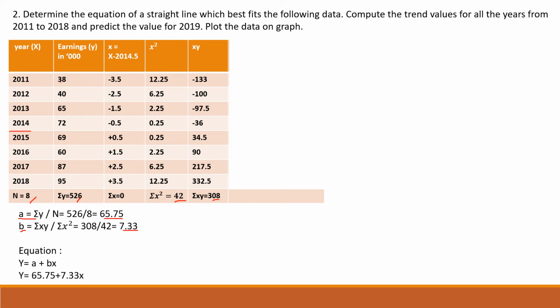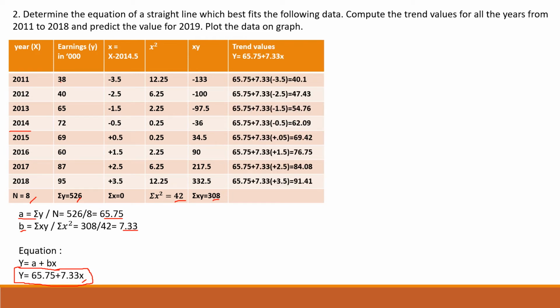So we can form the equation. We know the straight line trend equation, where y equals a plus bx. So y equals a, meaning 65.75, plus b, meaning 7.33, into x. So x represents the deviation of time from the origin. So this is the equation for calculating the trend values for this problem. By using this equation, we can calculate the trend values for all the years. So for all the years, we have to use this equation.